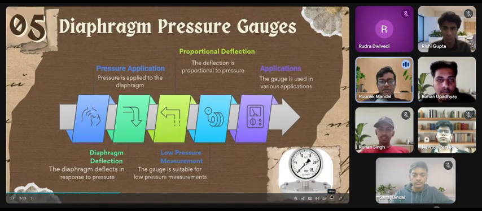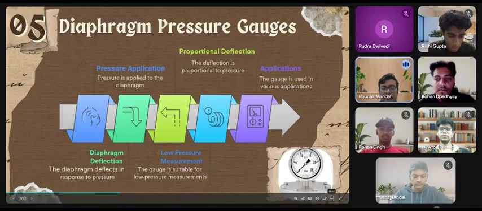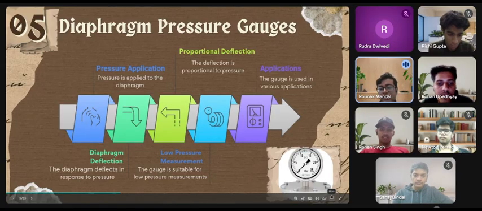Then comes the diaphragm pressure gauge. The pressure is basically applied to the diaphragm. Then the diaphragm deflection is directly proportional to the applied pressure. And diaphragm pressure gauges are mainly used in low pressure measurements like in gas pressure measurement, vacuum cleaner, etc. So it has various applications.